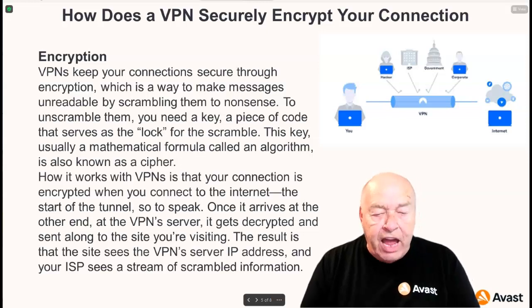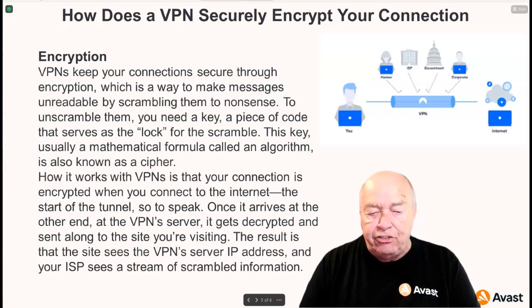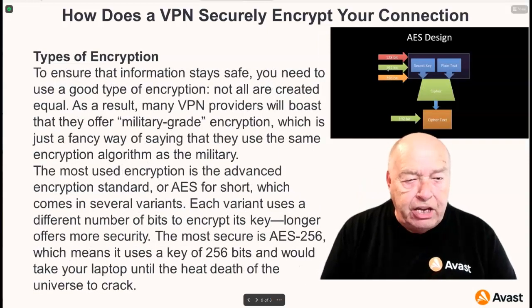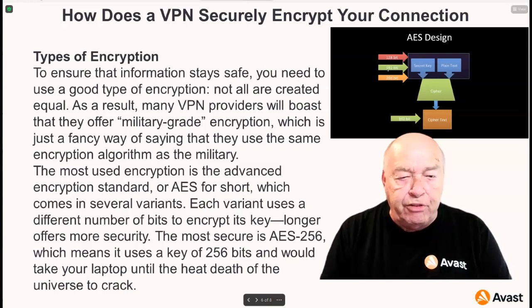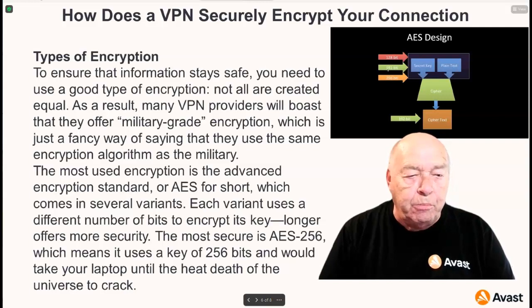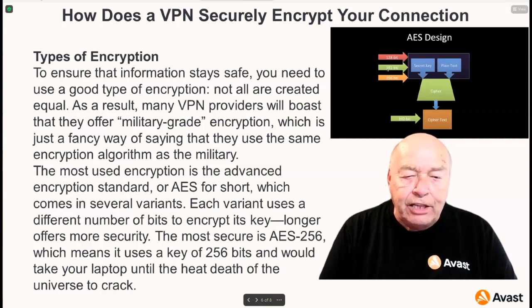Once it arrives at the other end, at the VPN's server, it gets decrypted and sent along to the site you're visiting. The result is that the site sees the VPN's server IP address, and your ISP sees a stream of scrambled information. There are different types of encryption. To ensure that information stays safe, you need to use a good type of encryption, and not all are created equal. As a result, many VPN providers will boast that they offer military-grade encryption, which is just a fancy way of saying that they use the same encryption algorithm as the military.